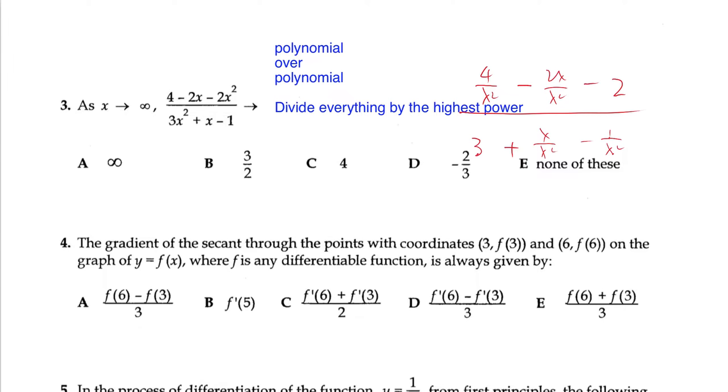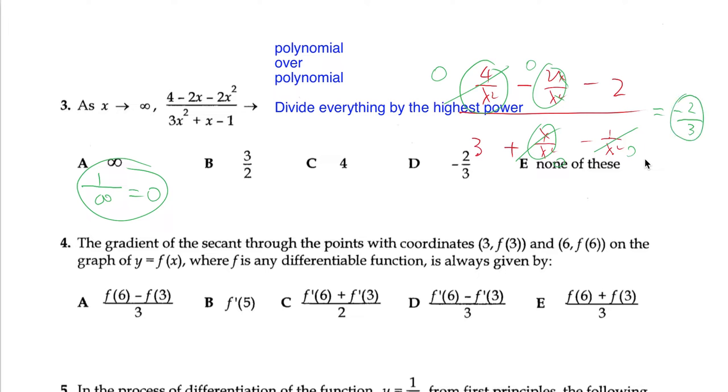And there's another thing you should know: with infinity, 1 over infinity equals 0. So 4 on infinity squared is 0. The x and x cancel, so 2 on infinity is also 0. And minus 2, and then 3 plus 1 on infinity is 0. And minus 1 on infinity squared is also 0. So in the end, we're just left with minus 2 over 3. So as x approaches infinity, this will approach minus 2 over 3, which is D. So we choose D.